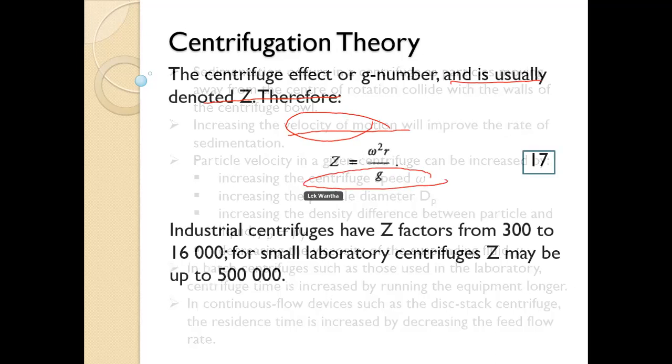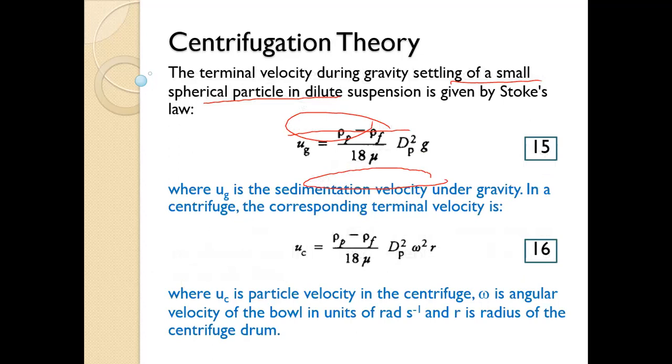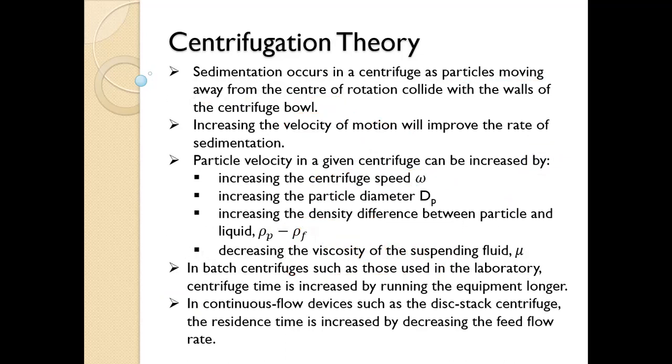For this case, we consider this equation. Velocity will increase with speed increase, diameter increase, density difference increase, and viscosity decrease. We have 1, 2, 3, 4. If you increase the density difference, you can increase the velocity. If you increase the diameter, you increase the velocity. If you increase the speed, and reduce the viscosity of the fluid, you will increase the velocity. These are the techniques to improve your centrifugation.